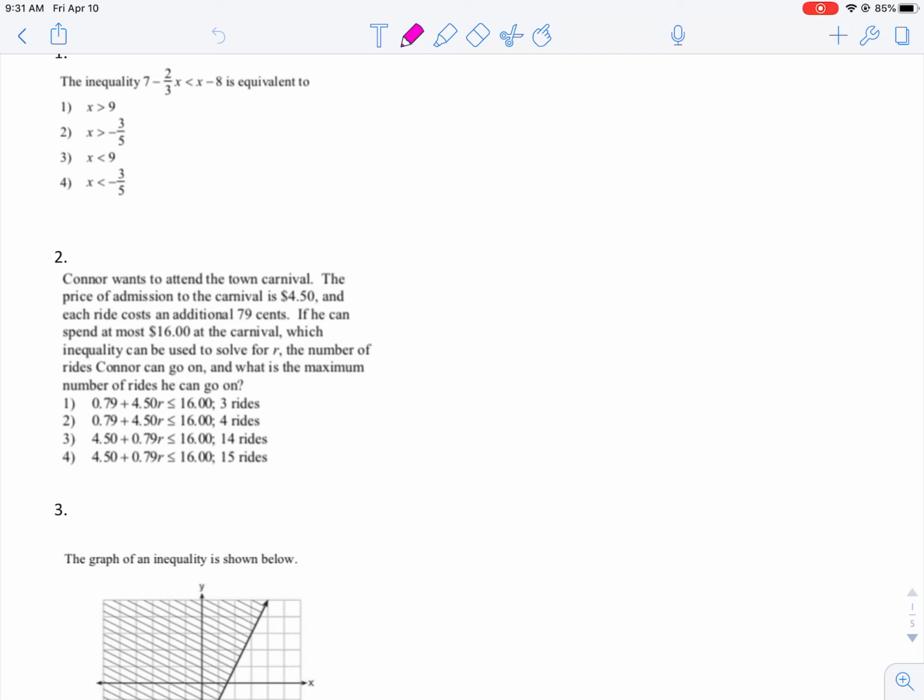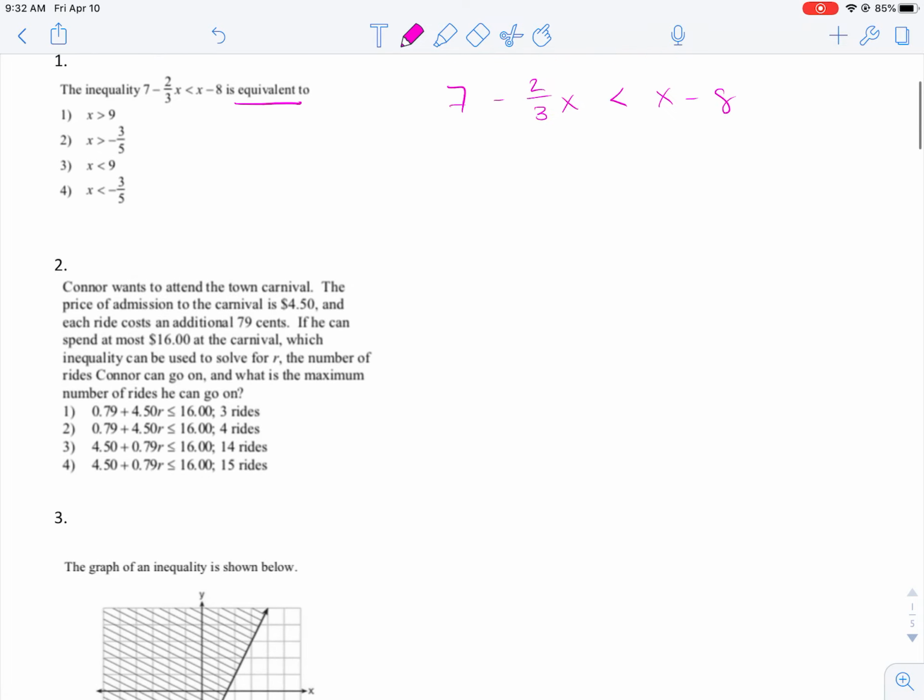Inequalities. Okay, so let's take a look at number 1. It says the inequality 7 minus 2/3 x is less than x minus 8 is equivalent to. Okay, so equivalent to, all they want you to do is, if you look in all 4 of these cases, what did they solve for? They solved for x. So in this problem, we're going to have to solve for x. That's what it means by equivalent to. Okay?